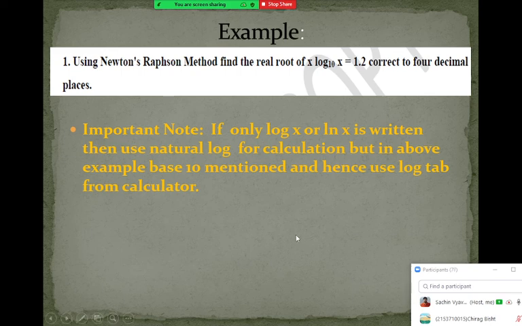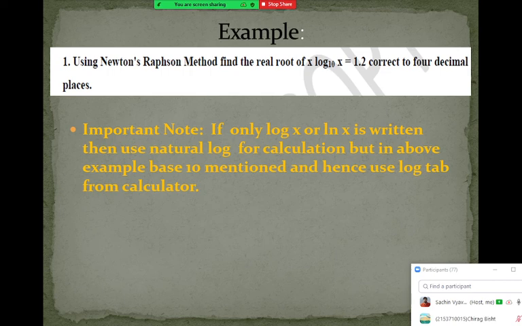Now let me find the interval in which that root exists. So first we should write this equation in f(x) form. So what is our f(x)? Yes, anyone? What is the f(x)? x log x minus 1.2. Correct. x log x minus 1.2.